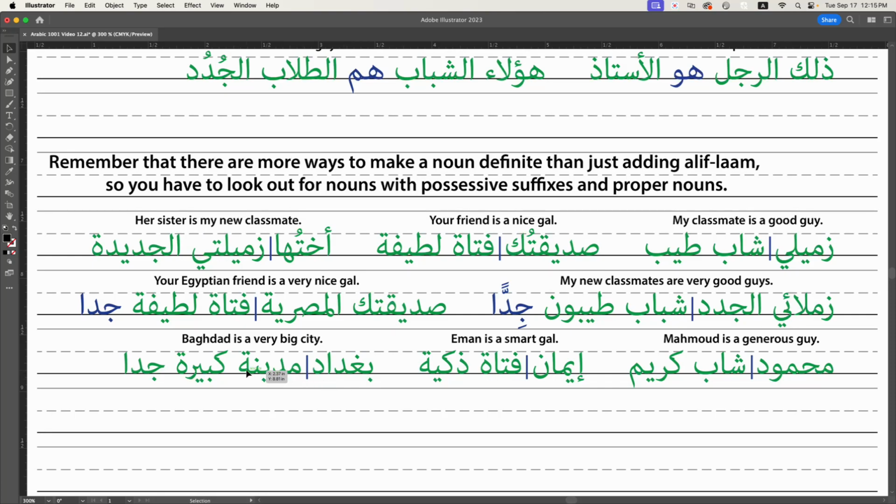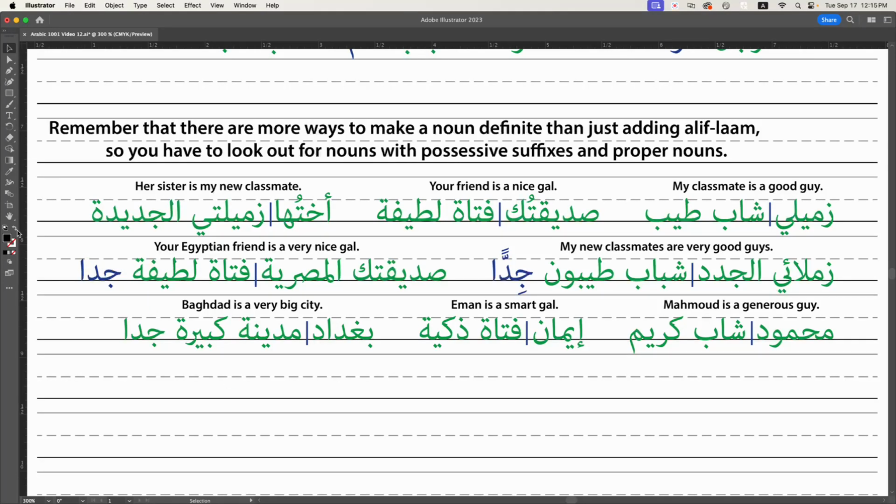And then it's a Medina, a city. Medina is feminine, so Kabira has to be feminine, and then Jiddan doesn't change for gender or number. We just put it after Kabira. So Baghdad, Medina, Kabira, Jiddan. Baghdad is a very big city.